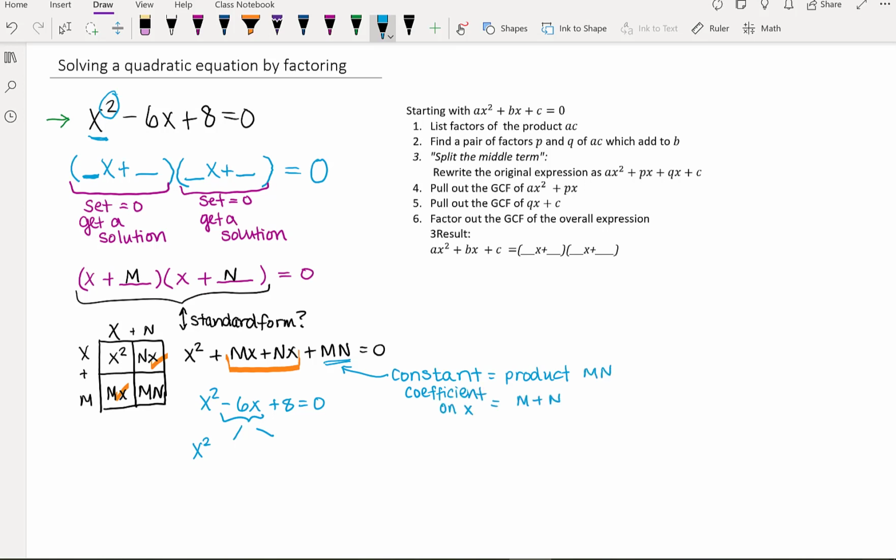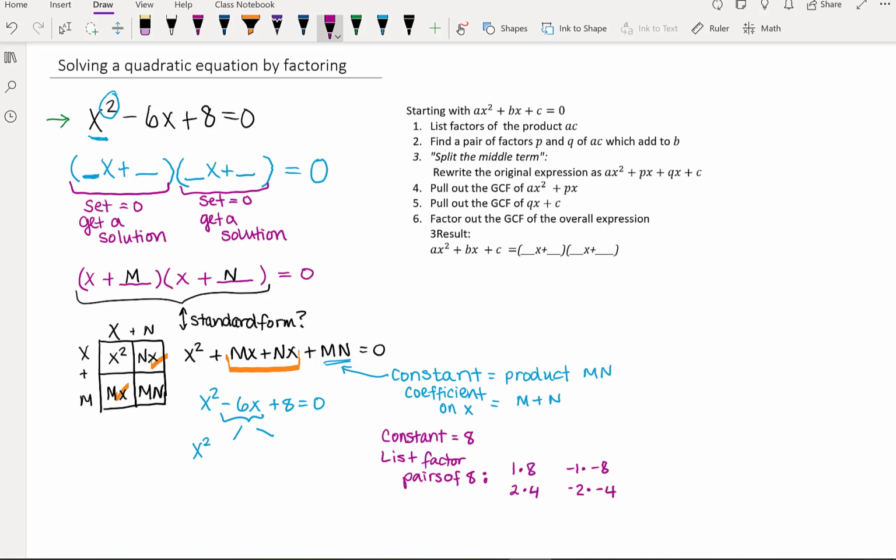So let's look at our example. In our example, the constant term is 8. So I list all the factor pairs of 8, the whole number or integer factor pairs of 8. So we can have 1 times 8, we can have 2 times 4, we also can have negative 1 times negative 8, and we can have negative 2 times negative 4.